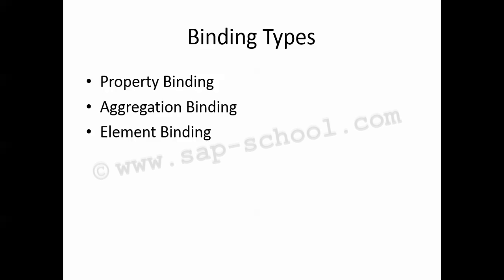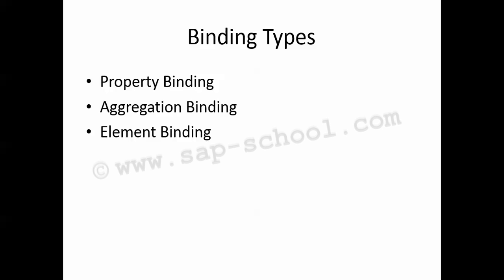Then the element binding allows us to bind the elements to a specific object in the model data, which will create a binding context and allow the relative binding with the control and all of its children. So this is especially useful in the master detail scenarios. So these are the 3 binding types.